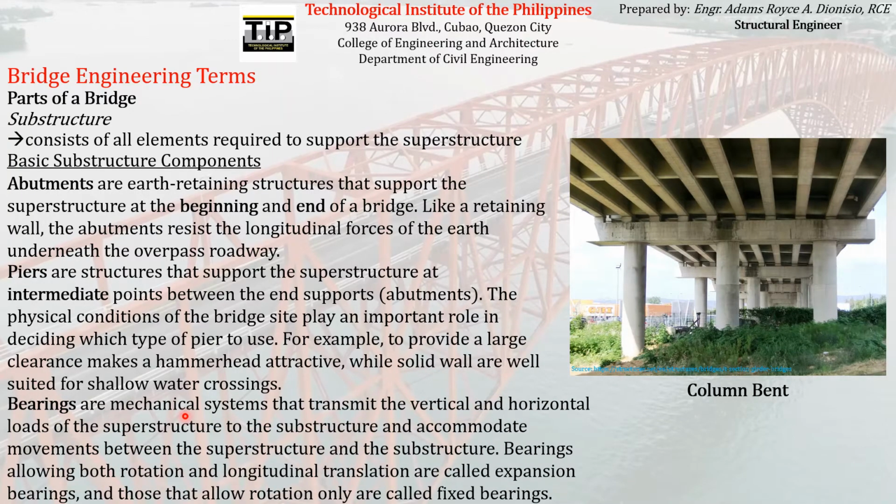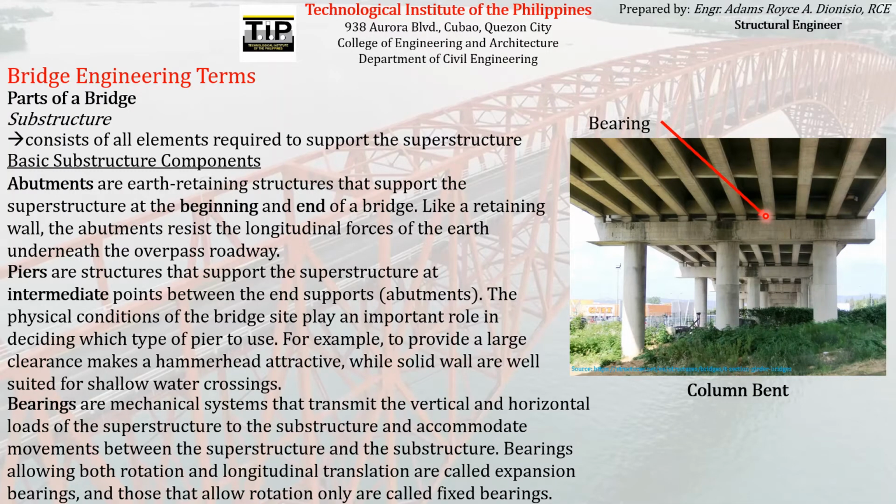Another component of a substructure are the bearings. Bearings are mechanical systems that transmit the vertical and horizontal loads of the superstructure to the substructure and accommodate movements between the superstructure and the substructure. Bearings allowing both rotation and longitudinal translation are called expansion bearings, and those that allow rotation only are called fixed bearings. So bearings look like this. So this is actually what we call bearing.